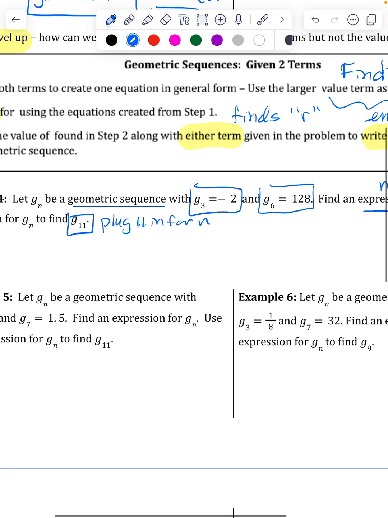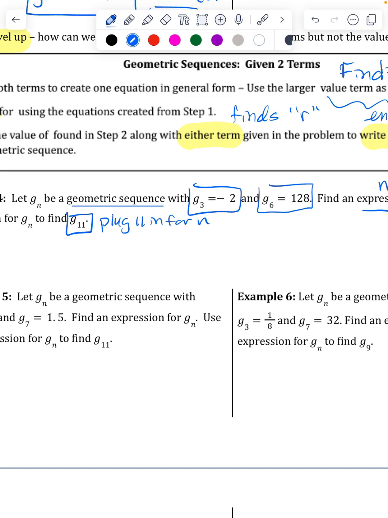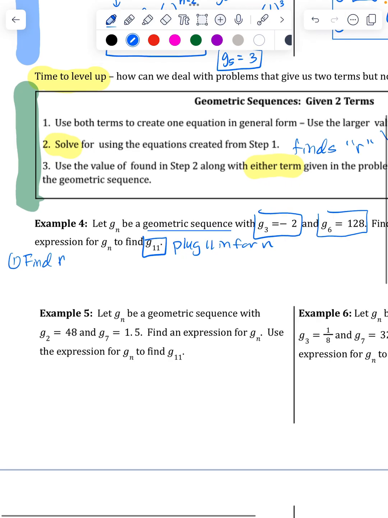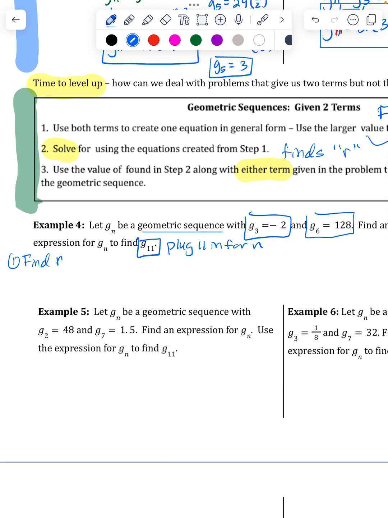And before we do that, we need to find R. So there's several steps to what we are going to do. The first thing I'm going to do is first find R. So this is from up above, and it says to use both. So in ending, I'm going to do the term that would be further down the list as my ending term, and the one that would be closer to the beginning as my beginning term.